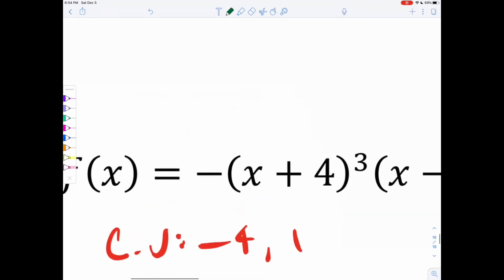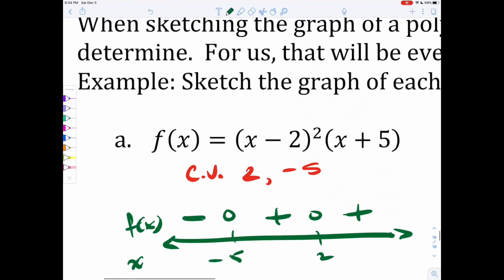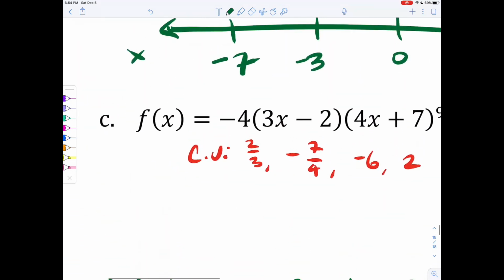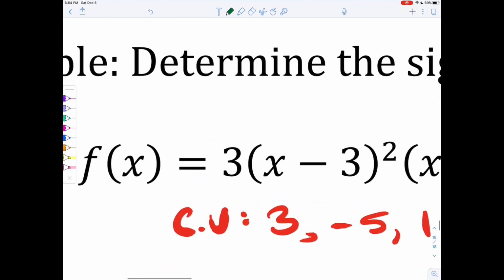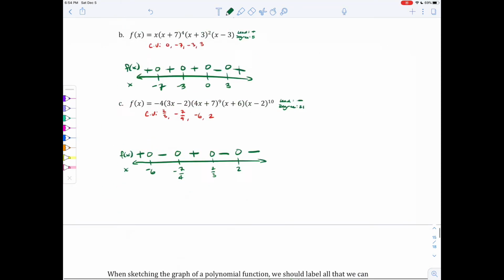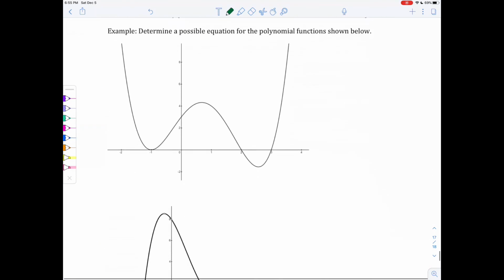This one had a coefficient of -1, and this one had a coefficient of -4, like a multiplier just outside everything, this one with a 3. So what value is that going to be? We're going to do that by using the y-intercept.